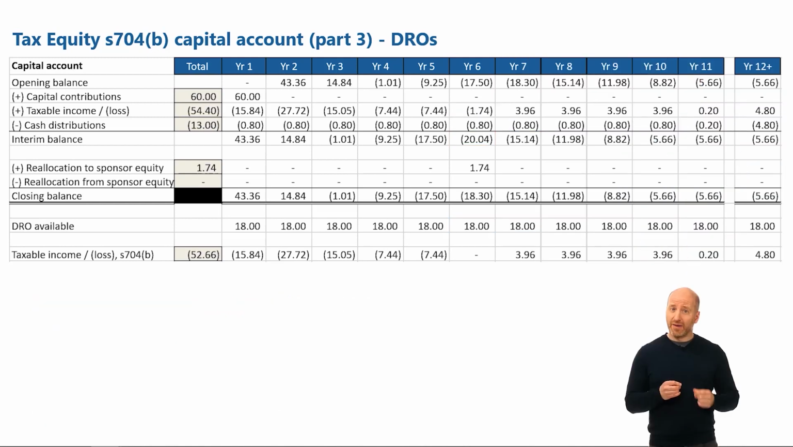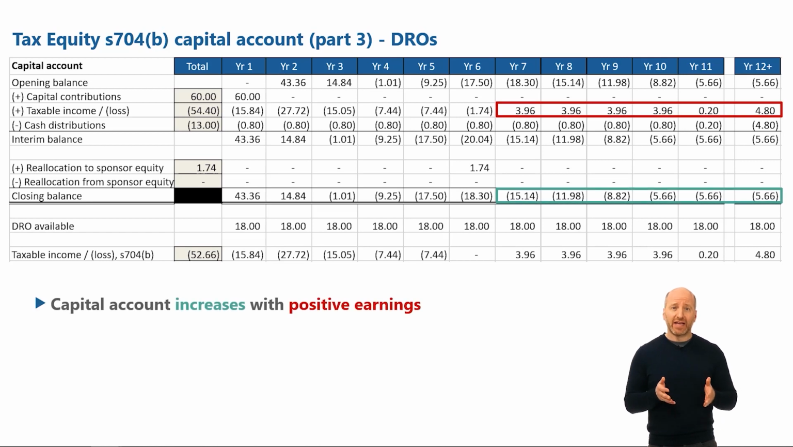Taxable income will become positive in year 7 because we're after the end of the maker's depreciation period, and the capital account balance is only just going to increase from here until we hit the flip, when it will again become constant until the end of the project life.